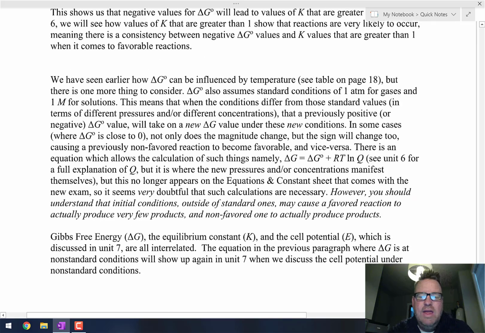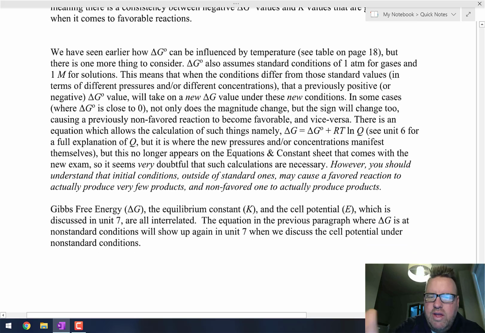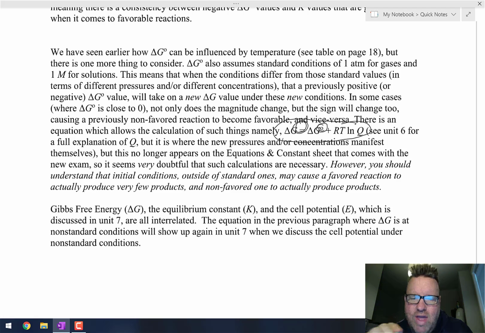And then our final thing here is understanding that, again, this equation is not given on the AP equation sheet, so certainly they're not going to ask about it. But notice that there's a delta G standard, and there's a delta G without the little degree sign up in the corner, which means it's under non-standard conditions. When that happens, it means that the temperature or the pressure isn't the right temperature or pressure, or the concentration isn't 1 mole or something like that.